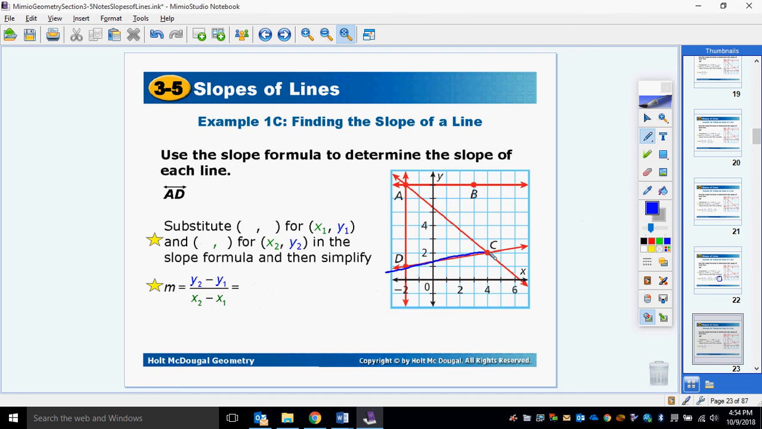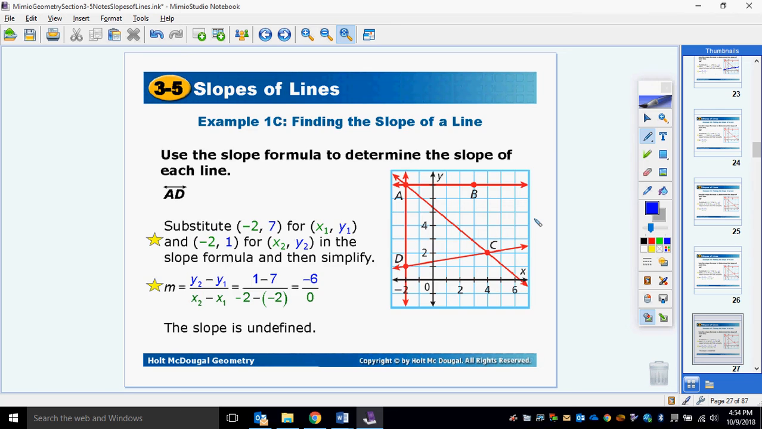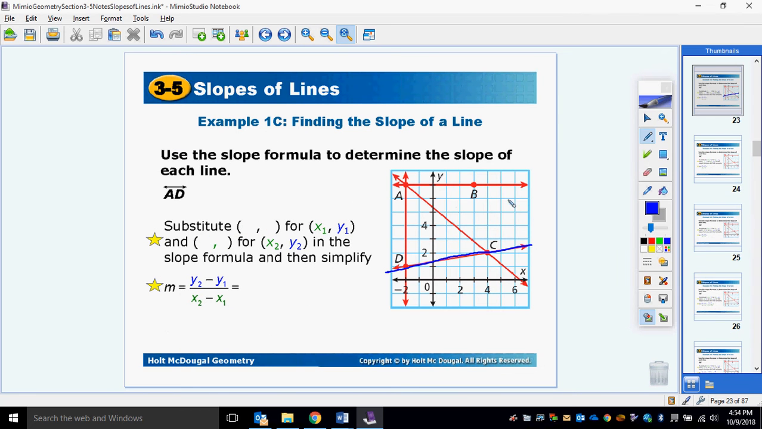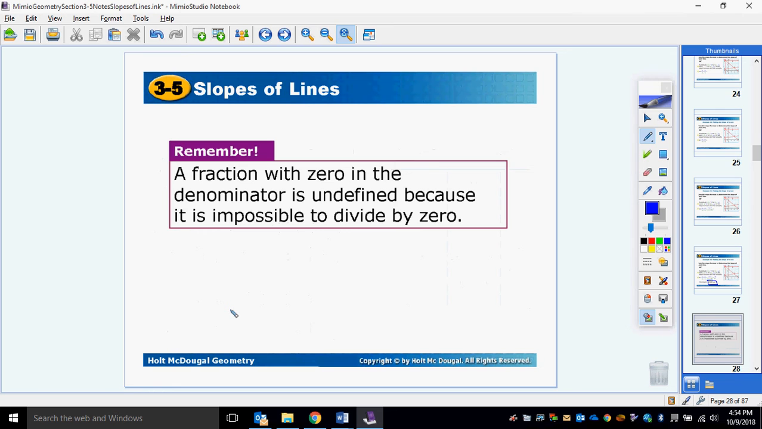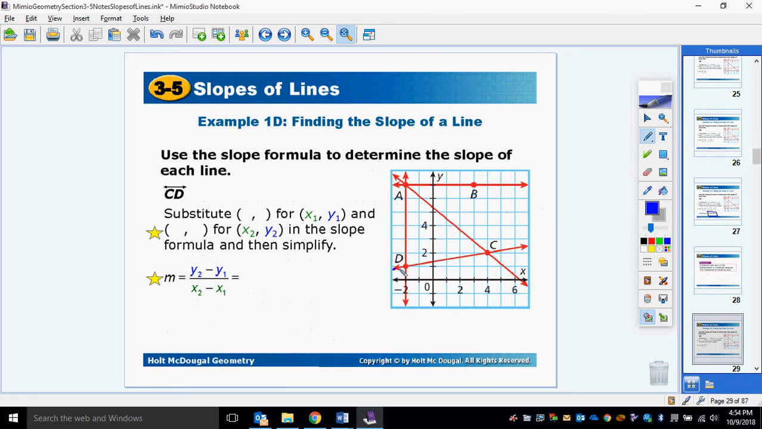AD here, this is rising, it's increasing from left to right, so we know it's going to have a positive slope. Oops, wrong one. AD, not DC. AD is up and down, and a vertical line is an undefined slope. Okay, so we can automatically jump to the conclusion that the slope will be undefined here. And then CD is the positive line because it's increasing from left to right. So we need to make sure that our answer is positive.